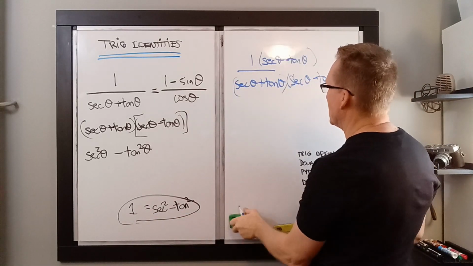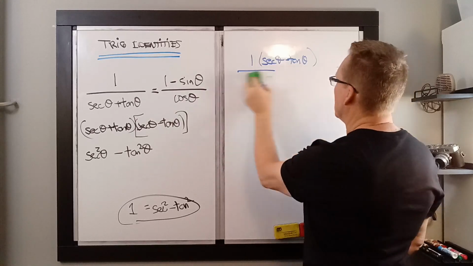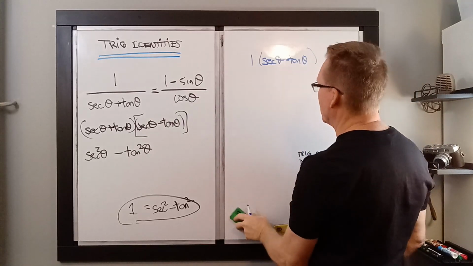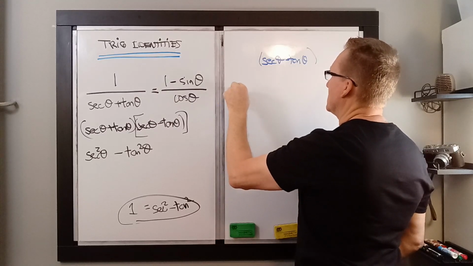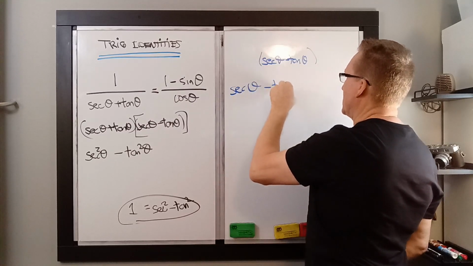The bottom becomes 1. I'm going to erase all of this. Since it's 1, that's all we're left with. And 1 here multiplied by this just gives us this. Sec theta minus tan theta.